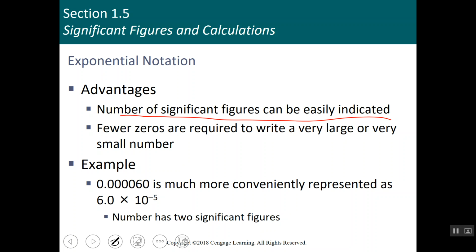An example here: this particular number is more conveniently expressed as 6.0 times 10 to the negative 5. So why did we put 6.0? All of these leading zeros didn't count. What kind of zero is that? That's a trailing zero. Is there a decimal? Yes. So in our exponential notation, we must include that 0. So that number has a total of 2 significant figures.